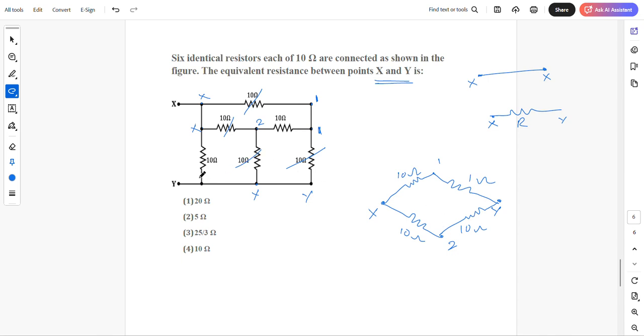Between X and Y there is a 10 ohm resistor. Understood? And between 1 and 2, again there is a 10 ohm resistor here. Now the bridge is balanced here. The bridge is balanced, 10 by 10, 10 by 10. This 10 I can remove.